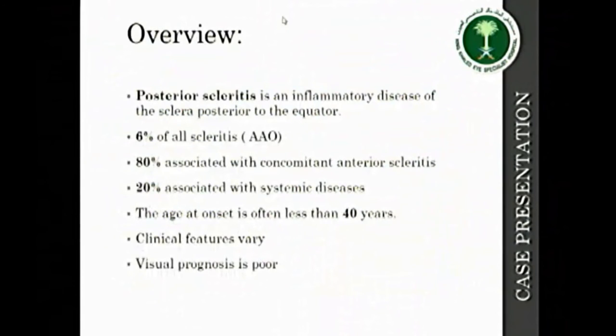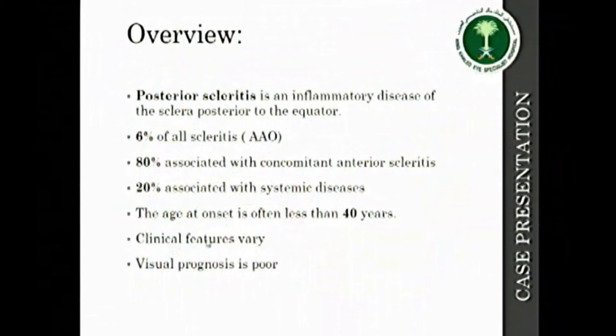So, an overview of posterior scleritis: it is an inflammatory disease of the sclera posterior to the equator. It represents 6% of all scleritis, 80% associated with concomitant anterior scleritis, and 20% associated with systemic disease. The age of onset is often less than 40 years. If it's more than 55 years old, it's most likely associated with systemic disease.